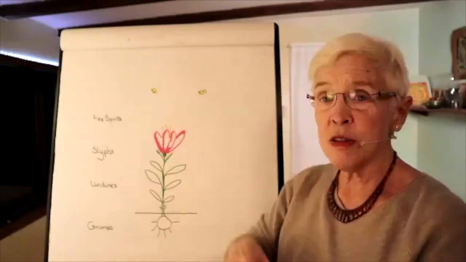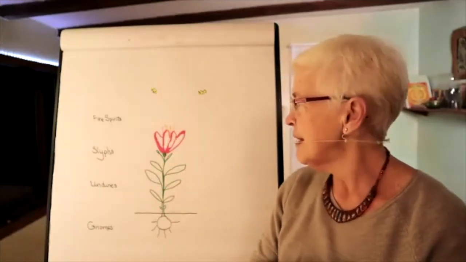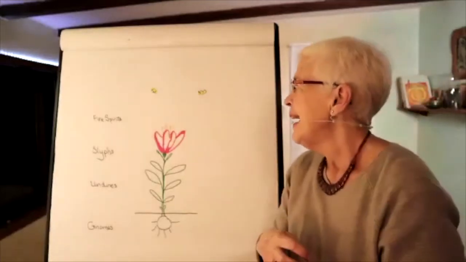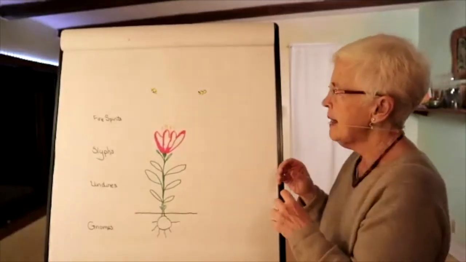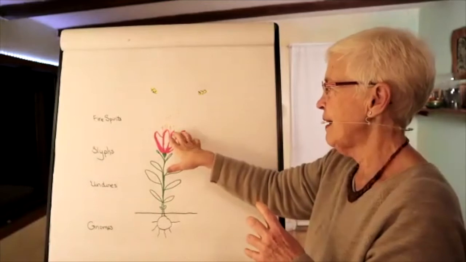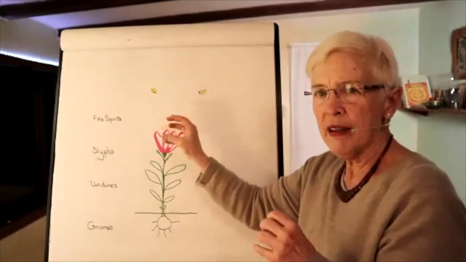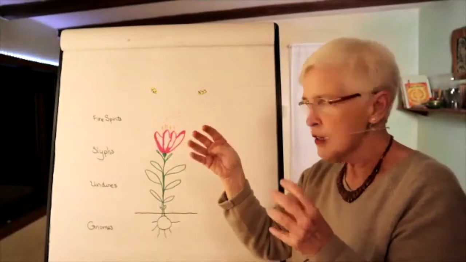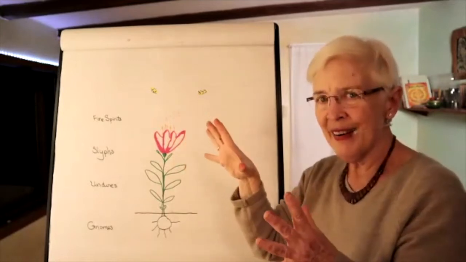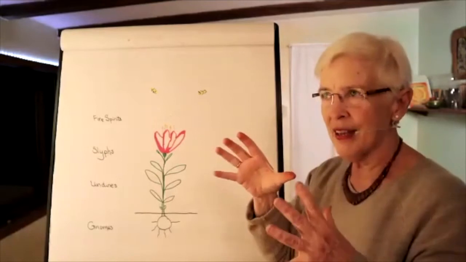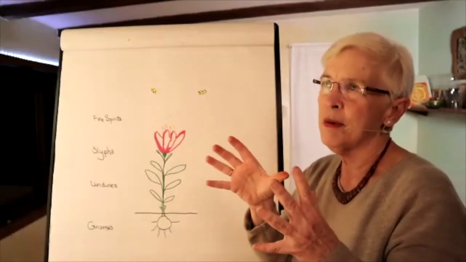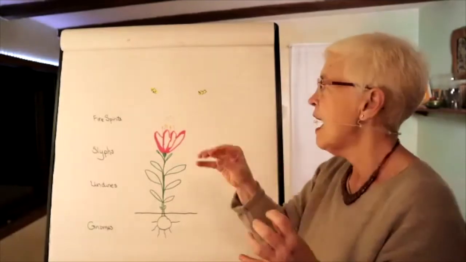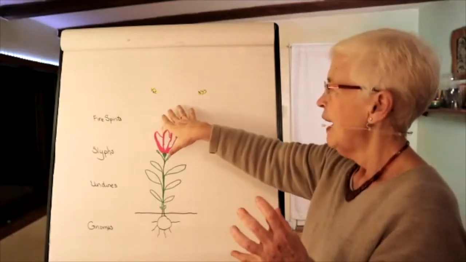Finally, we have the fire spirits, which are sometimes called the salamanders. And they live, first of all, where the plant becomes really very, very refined in the stamens and the pistils, where it turns into pollen and flies into the air. That's the place of the finest aspects of the plant, where it almost becomes non-physical.